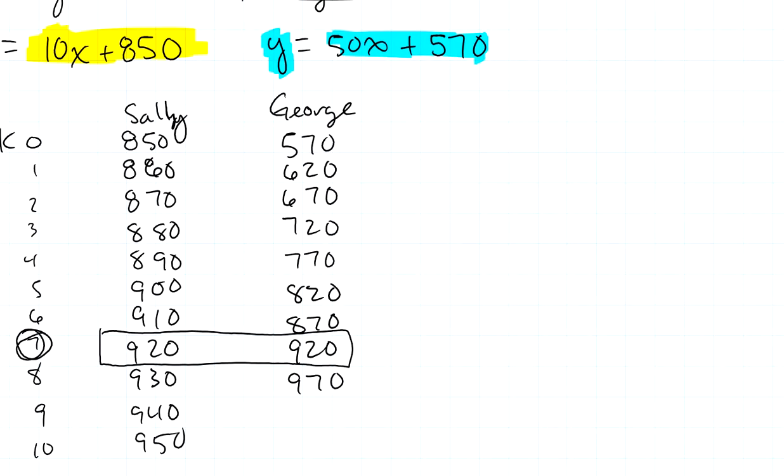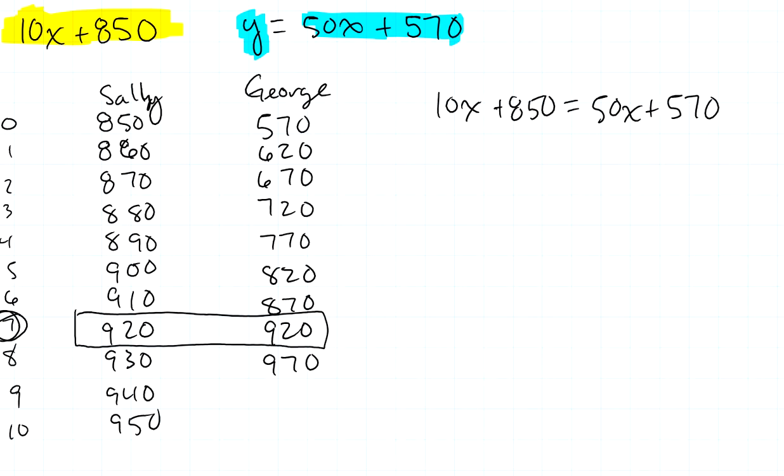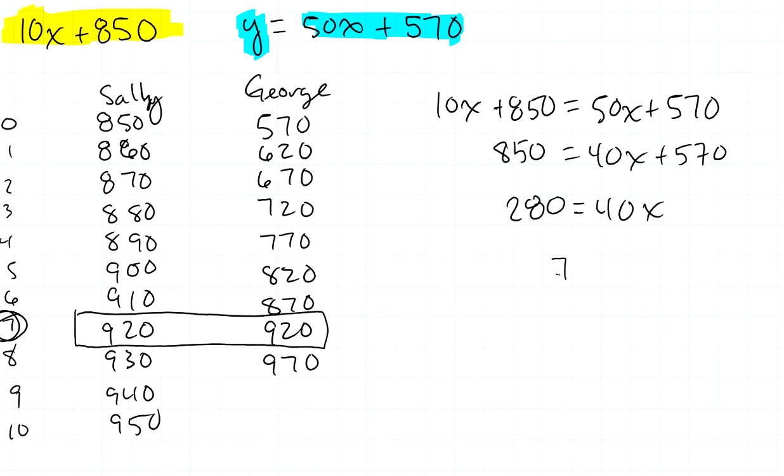So if I set those equations up, it looks like 10x plus 850 equals 50x plus 570. I'll go ahead and take away 10x from each side. So over here that gives me 850 equals 40x plus 570. If I take away 570 from both sides, 850 minus 570 is 280, and that's 40x. And if I divide 280 by 40, I do get that 7 is what x is. x is 7.